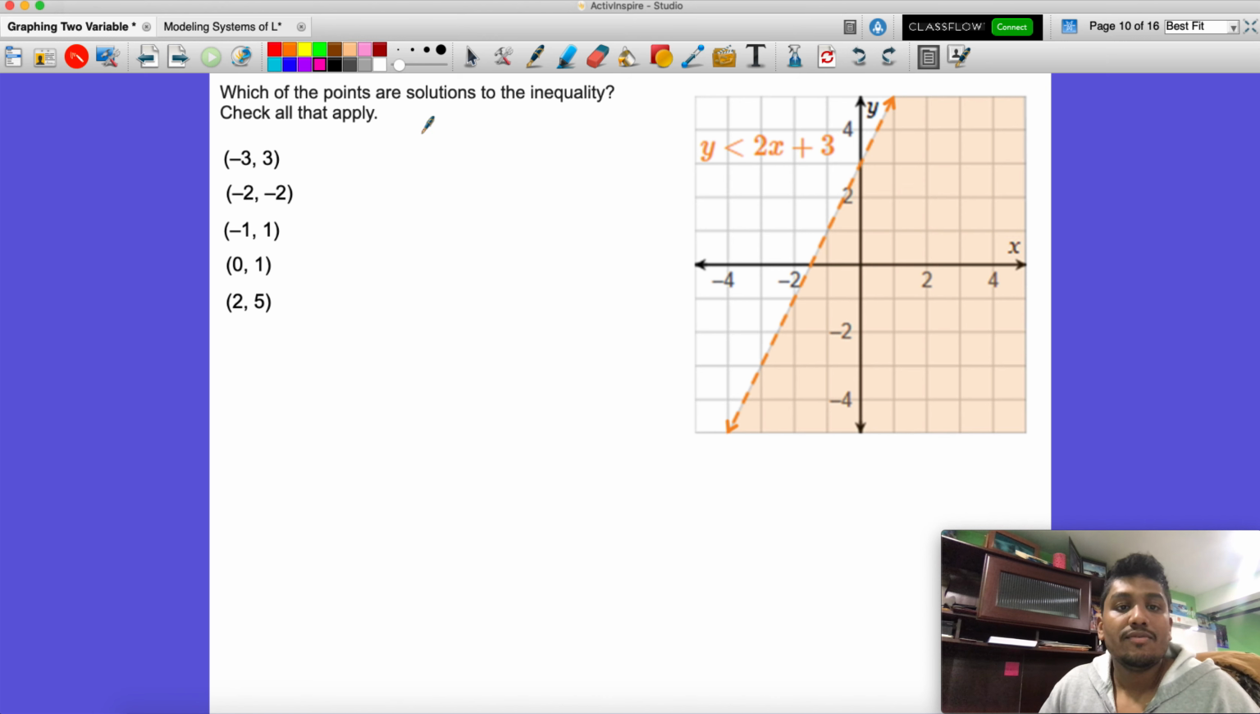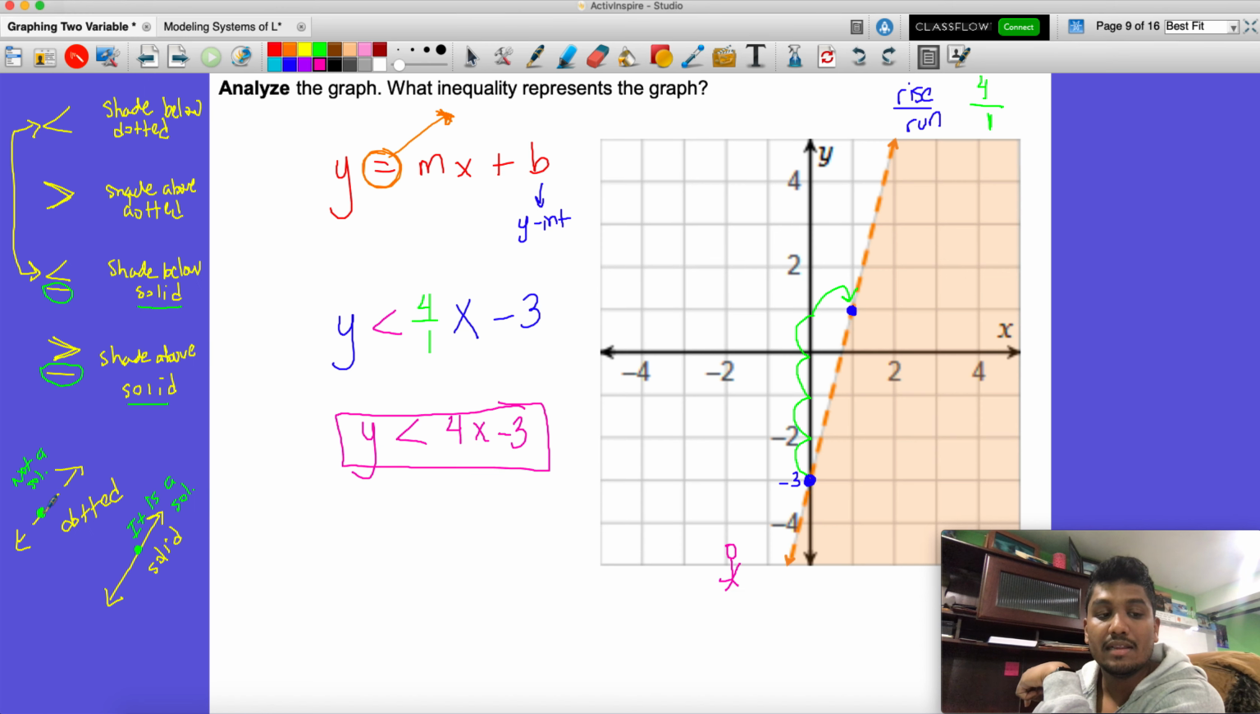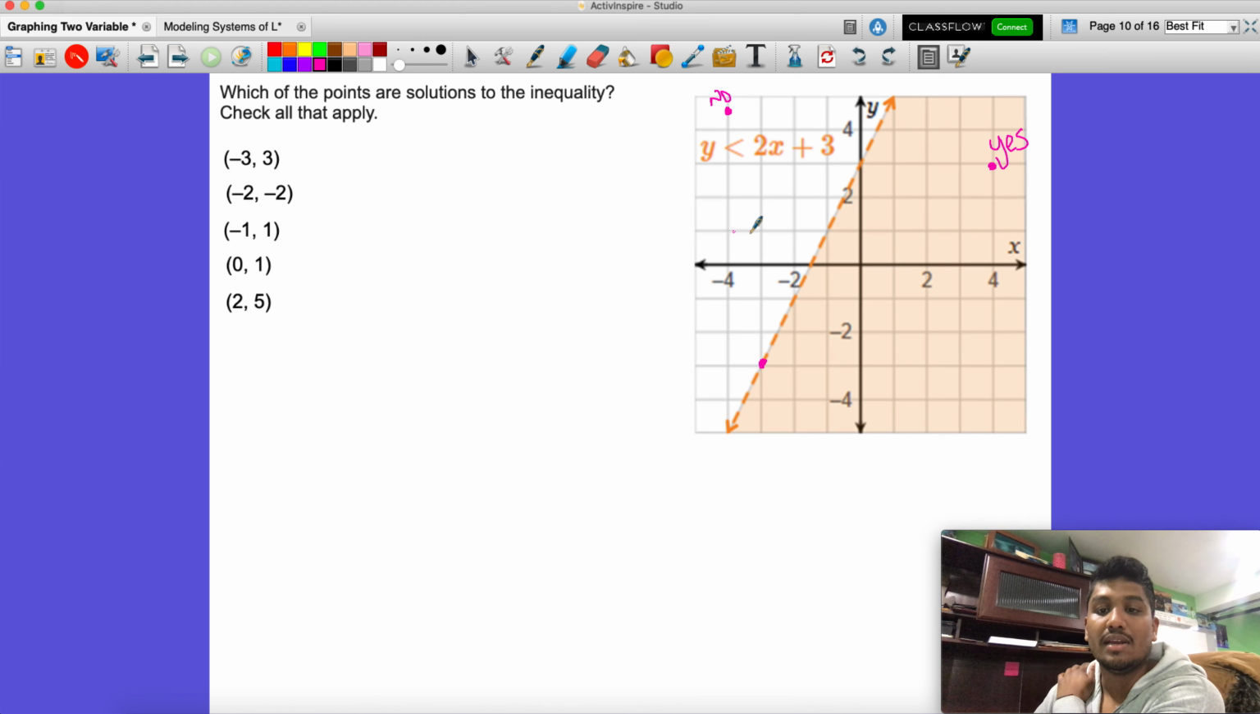Let's see, which of the points are solutions? You remember what a solution was, right? Remember, if it's on a dotted line, not a solution. If it's on a solid line, it is a solution. So here we have a dotted line, so this is definitely not a solution. Okay, so let's go ahead and clear that out so we don't get too confused. And it says, which of the points are solutions on the inequality?